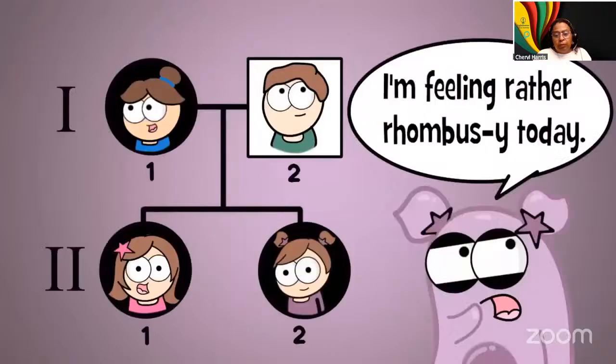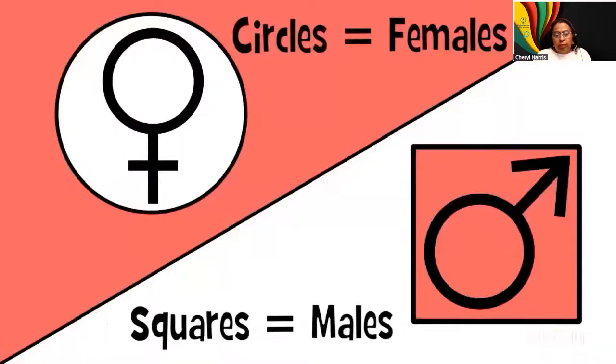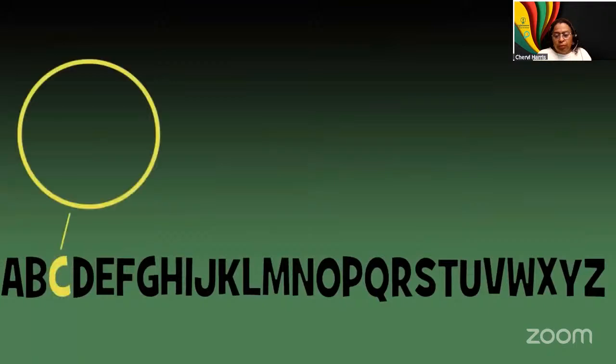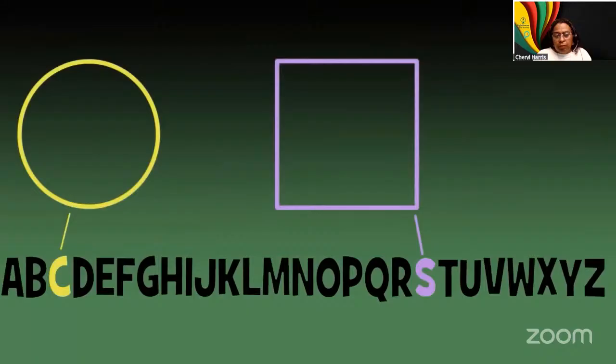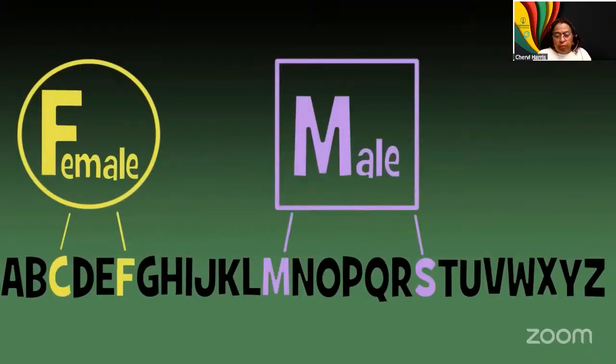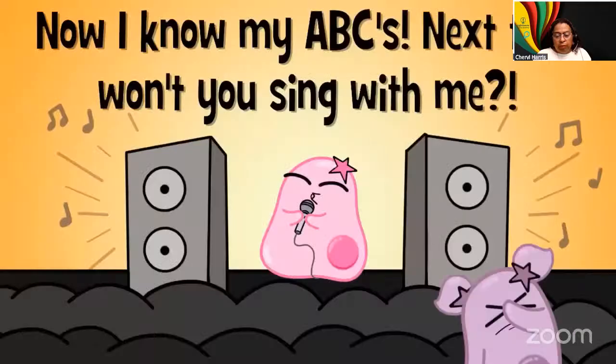I'm not arbitrarily picking random shapes to represent us either. In a pedigree, the circles represent females, squares represent males. One way you can remember that is the letter C for circle comes before the letter S for square in the alphabet. Alphabetically, the letter F for female comes before the letter M for male. I've got to think about letters of the alphabet, though. I realize that might not work for everyone.